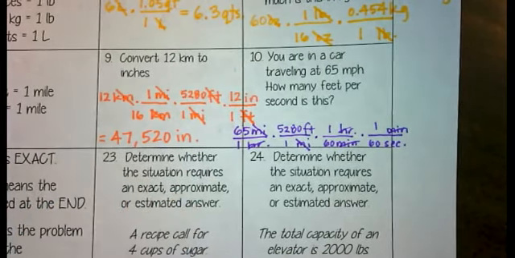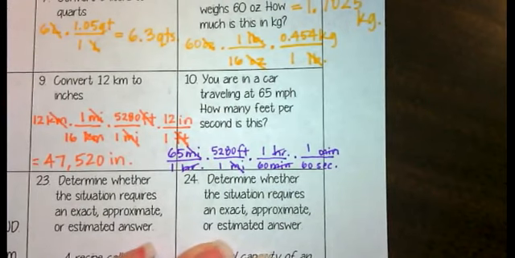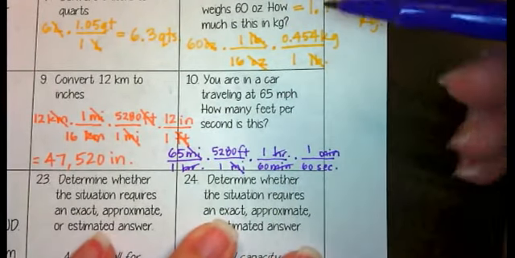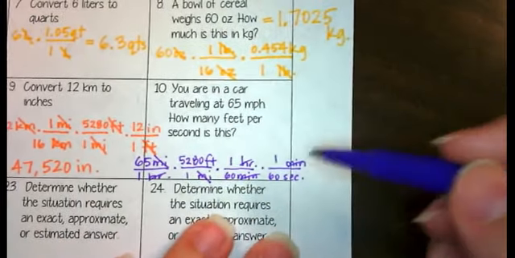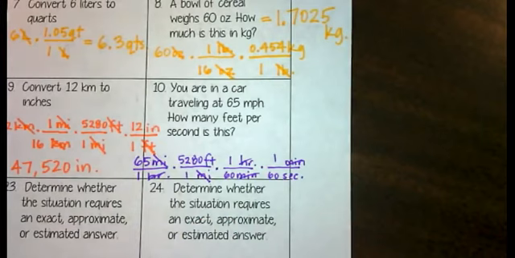Okay, guys, we are going to pick up where we left off. Sorry for the quick ending on the last video. The time cut out. So we successfully canceled our minutes, and the units that we're left with are feet per second. So what we need to do now is grab the calculator.